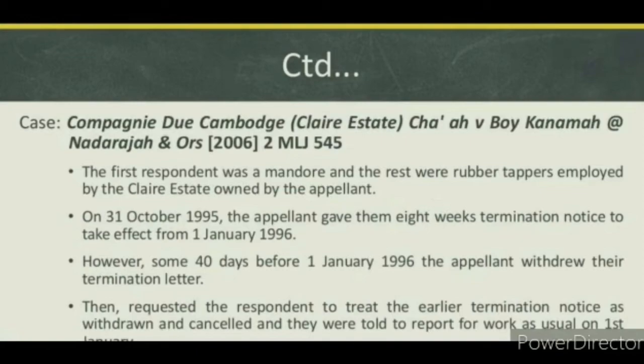For the third case, it is Company du Campoche, Clare Estate, Ja'a v. Boy Kanama, alias Nadaraja, and Ors in 2006. The first respondent was a vendor and the rest were rubber tappers employed by the Clare Estate, owned by the appellant. On 31 October 1995, the appellant gave them 8 weeks termination notice to take effect from 1st January 1996. However, some 40 days before 1st January 1996, the appellant withdrew their termination letter.